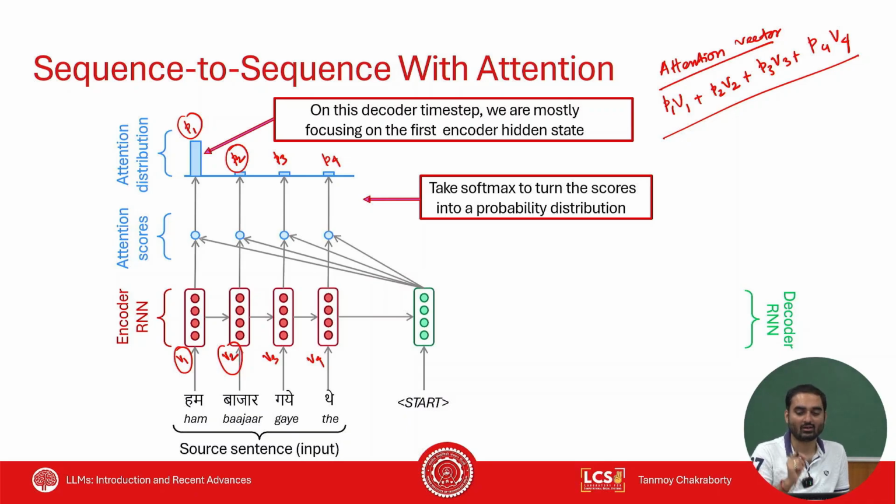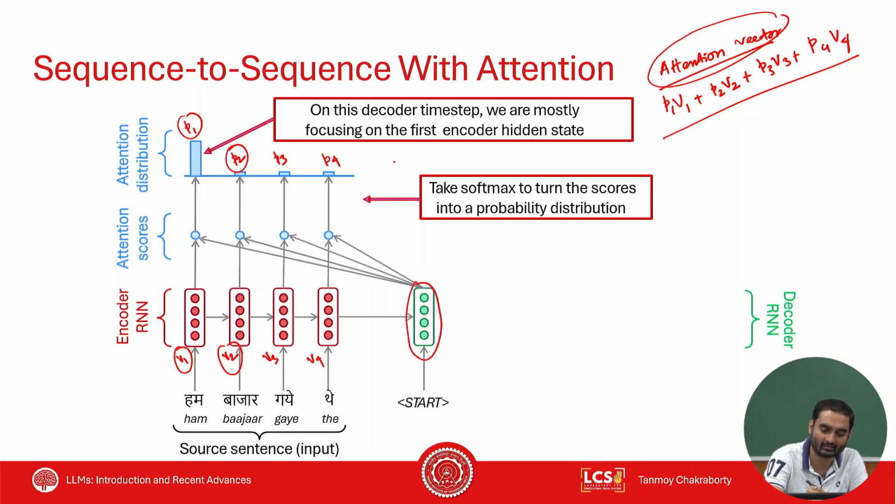And how are these weights computed? The weights are computed based on the similarity between the decoder state and the encoder states, right? Remember, these weights will be different when I move to the next decoder state. So I got this attention vector. I already have a hidden state here, and the attention vector here, which I compute.